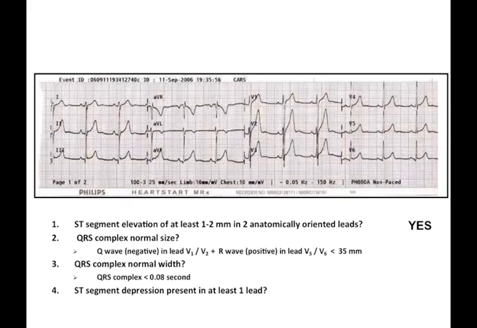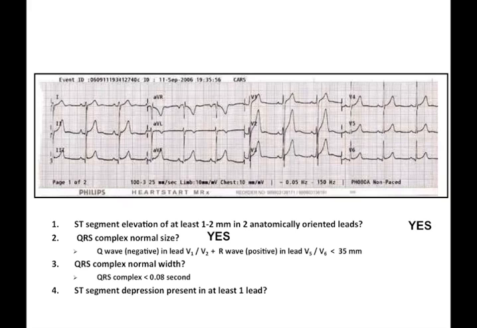Is the QRS complex normal size? It's close, but if we add up the negative portion of the QRS here, we get approximately 20 plus here approximately 10. So we are close to 30 millimeters, but we are definitely less than 35 millimeters. So we can say that the QRS complex is a normal size.